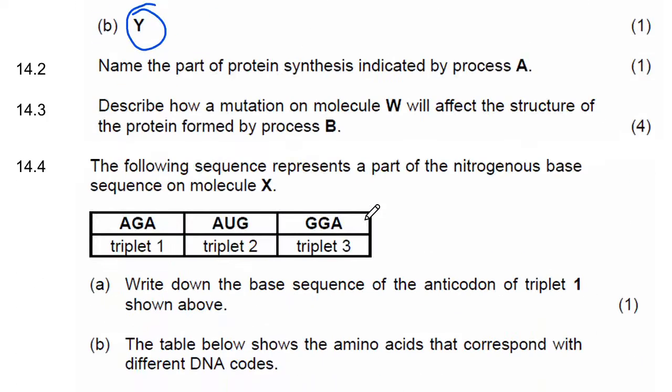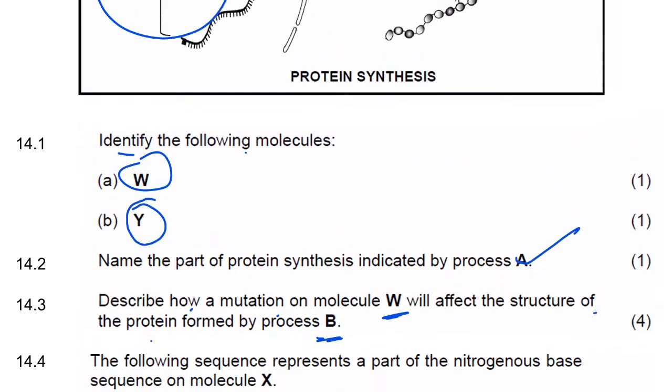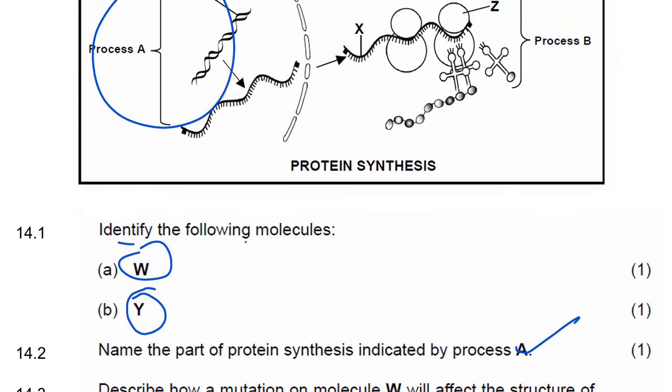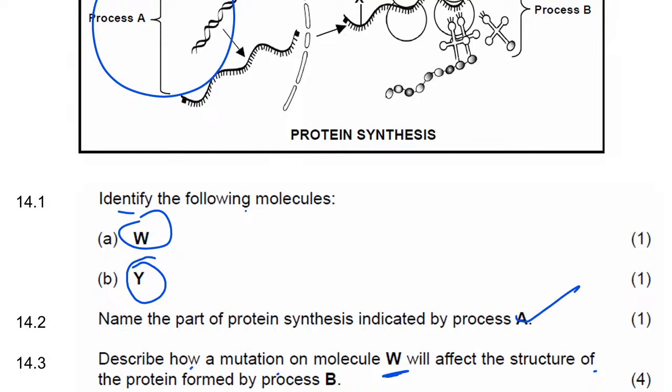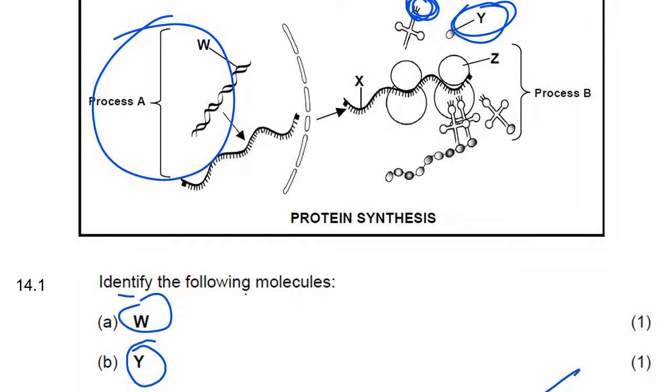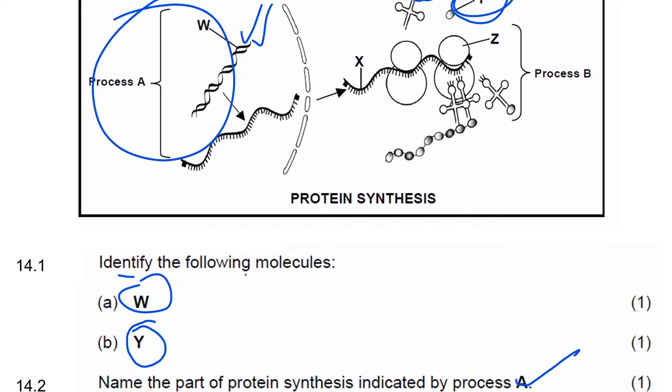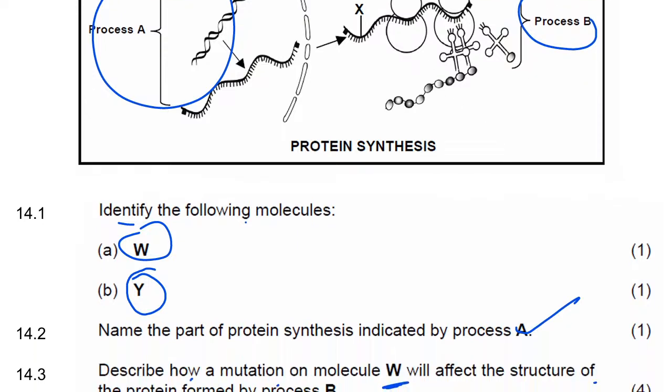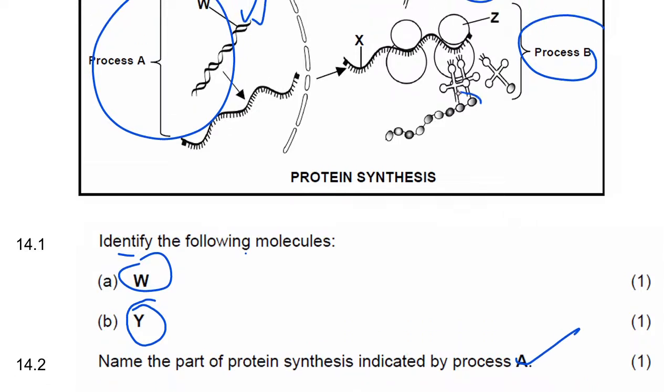Name the part of protein synthesis indicated. Okay, we're done with that. Describe how mutation on W will affect the structure on B. That is another mutation, you see. If they're asking you to describe how a mutation on W is going to affect this structure, the structure formed by the process, meaning this.